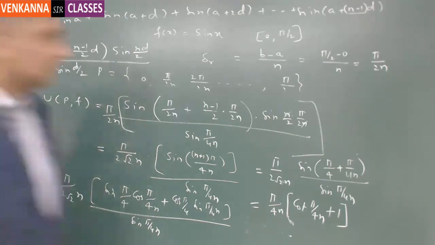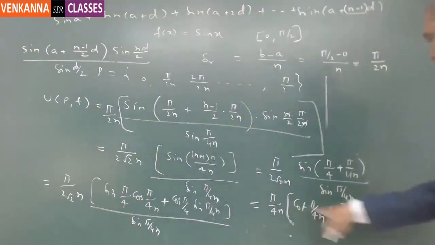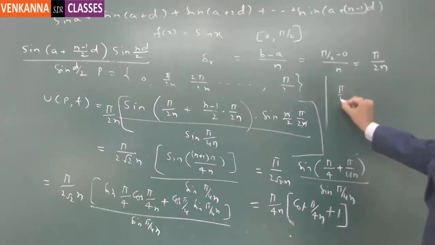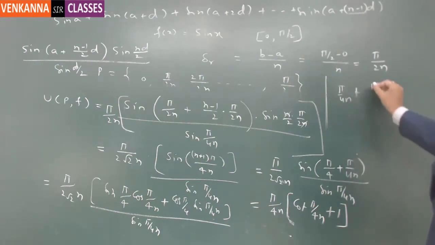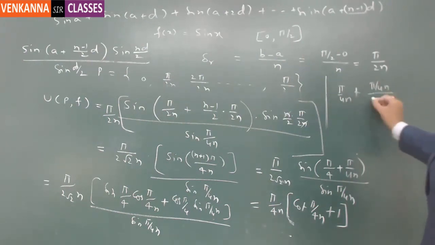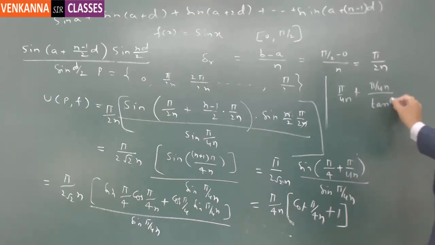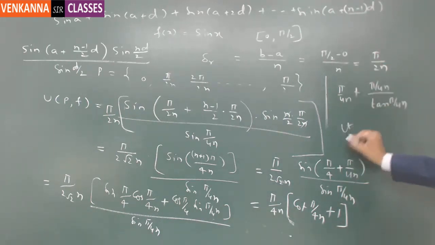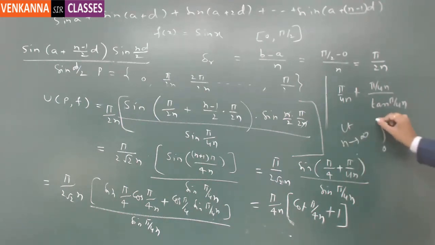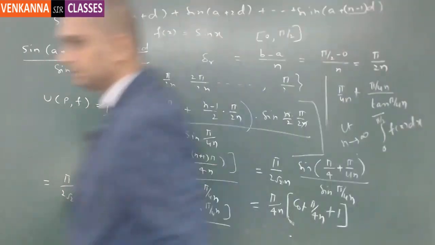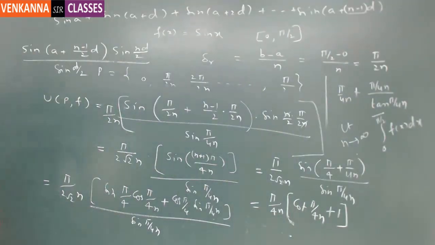So you can write it as pi by 4n plus pi by 4n by tan pi by 4n. You can write like this also. And for this value, you are applying limit n tends to infinity, because the upper integral from 0 to pi by 2 of f of x dx is nothing but limit n tends to infinity UPF. You please check on that.